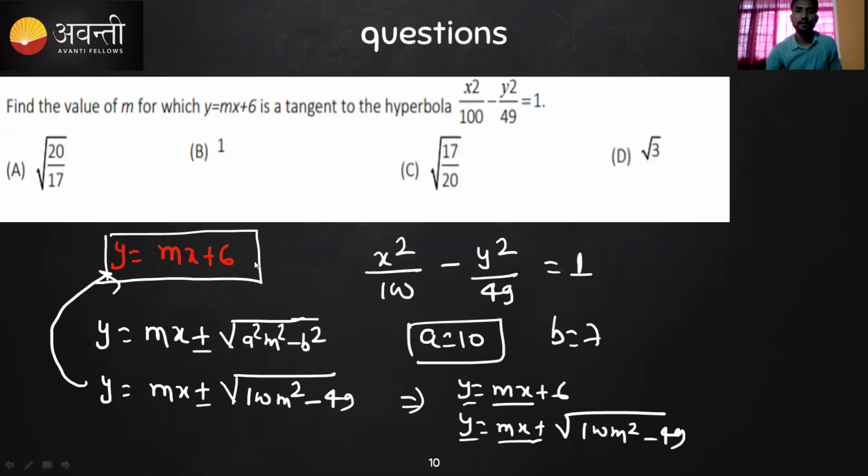Okay, so I hope everyone has understood these things. So this is the slope form. We just have to compare these two equations and we will get the m value.